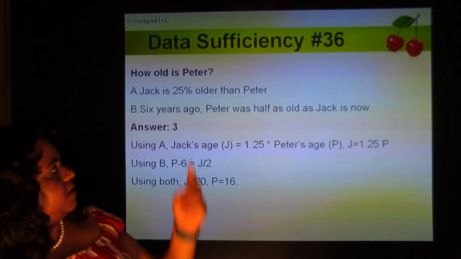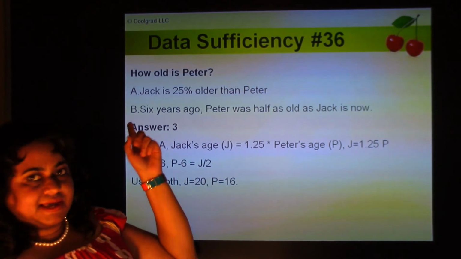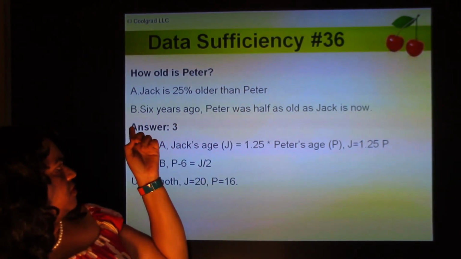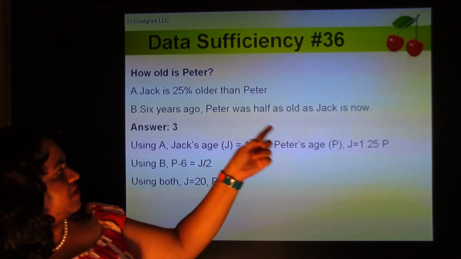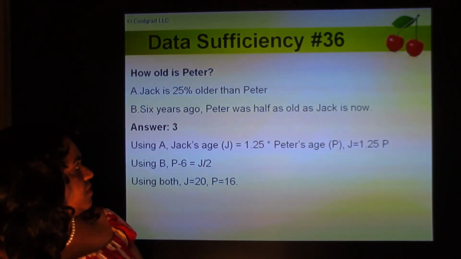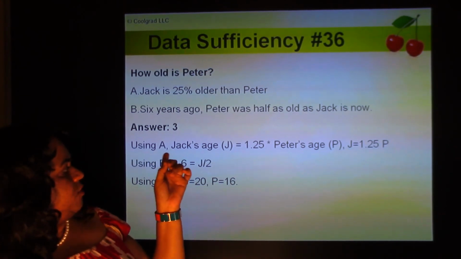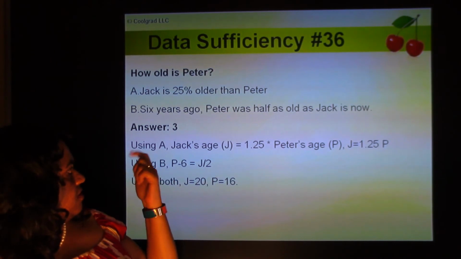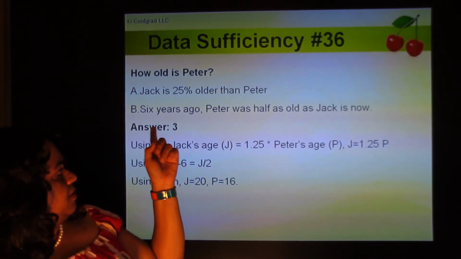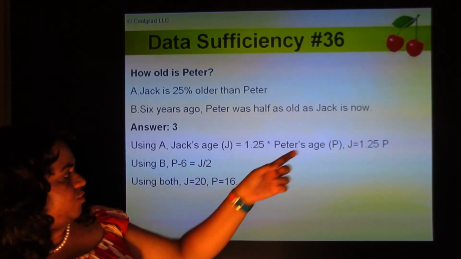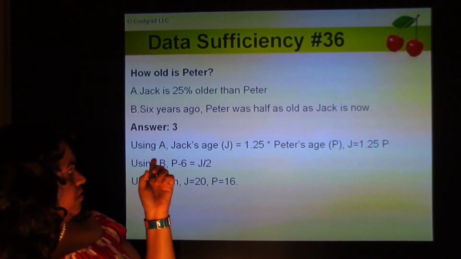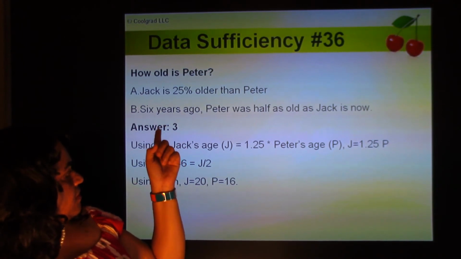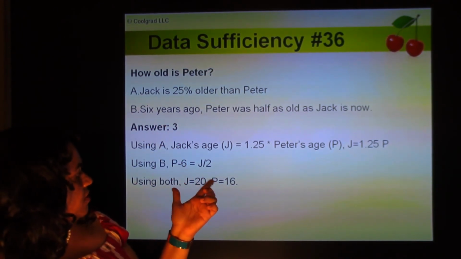So how old is Peter? Statement A, Jack is 25% older than Peter. B, 6 years ago, Peter was half as old as Jack is now. Using statement A alone, we get J is 1.25 times P. Statement B alone, P minus 6 equals J by 2.